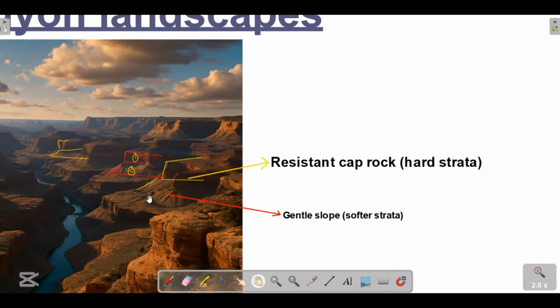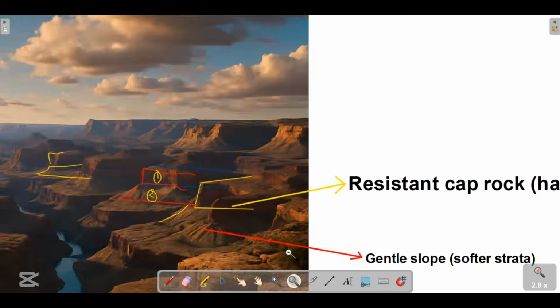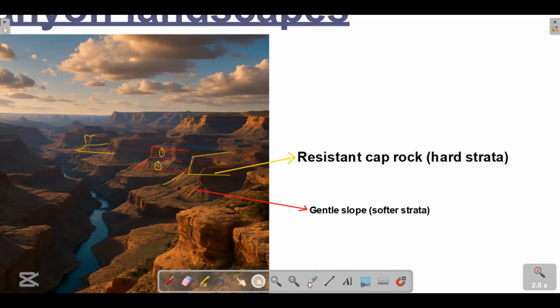The strata that have high resistance to erosion form this cap rock. We say that they are cap rock. Cap rock means the strata or the layer is hard. It has a high resistance to erosion. It does not erode easily. It takes quite a while for it to erode. It's hard to erode it. And hence they form these steep cliffs, as you can see over there. And then your softer strata will have a gentle slope over there.